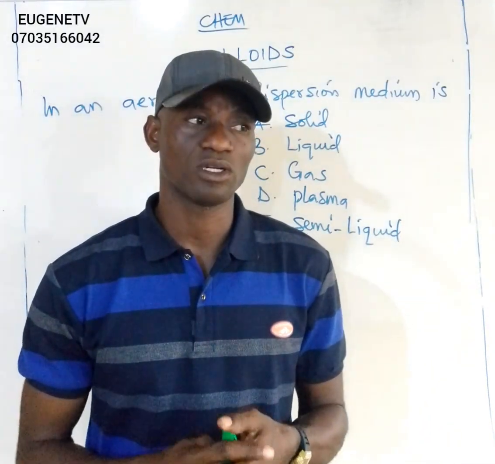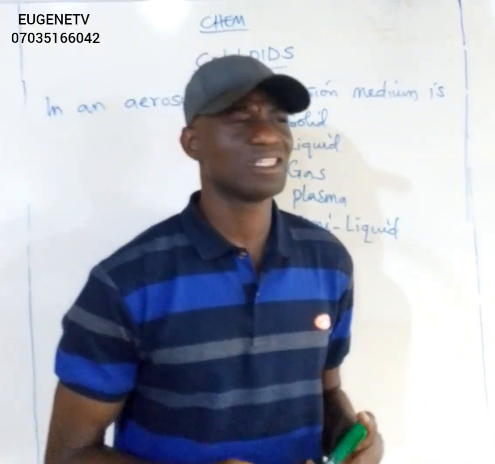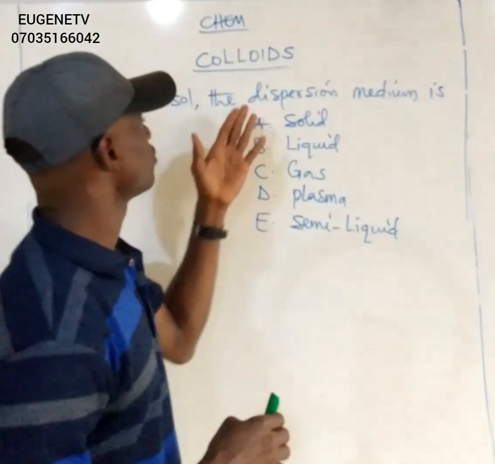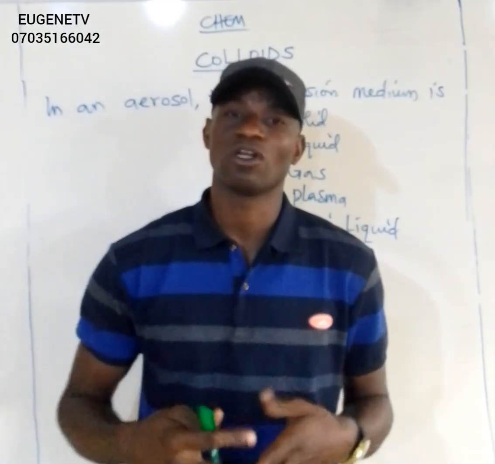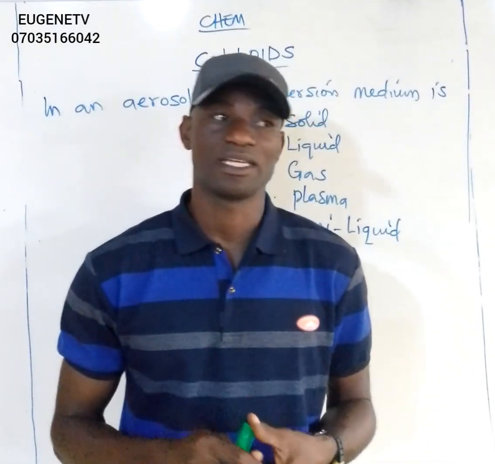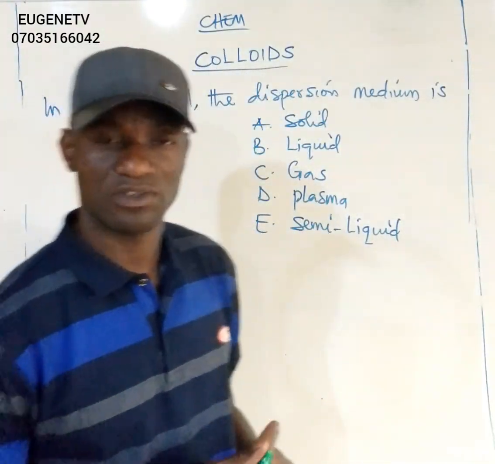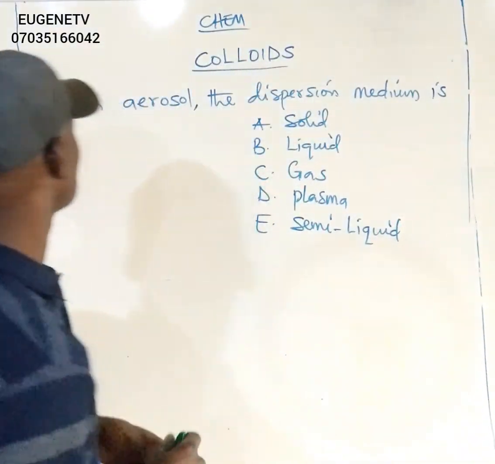And what do we mean by colloid? These are simply solutions in which the particles are large enough that they may be seen or may not be seen by the naked eye. And of course, we have different types of colloid. So let us take a look at it now.